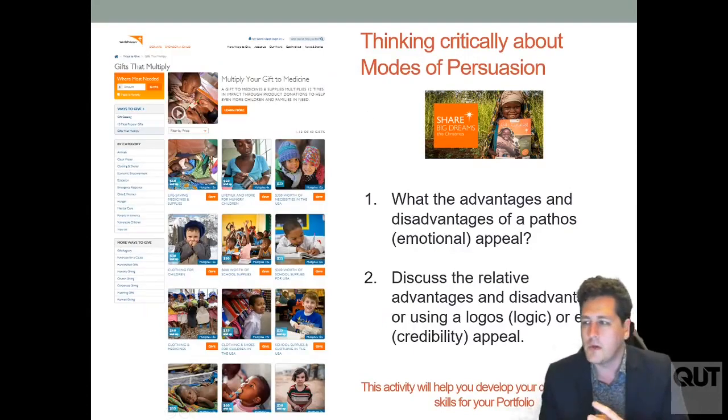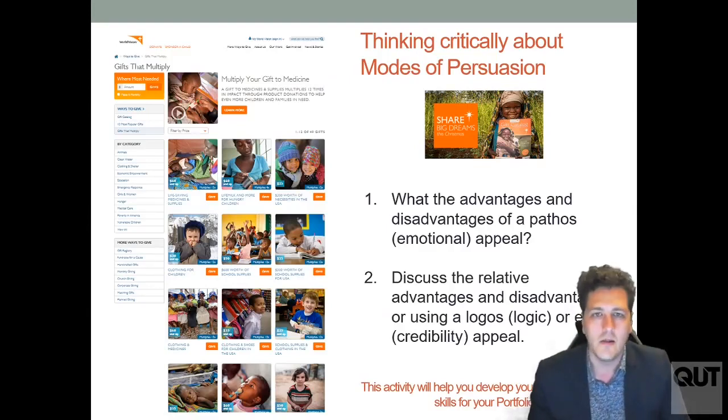All right, cool. So thinking critically about modes of persuasion, we've talked a lot about the benefits of a pathos and emotional appeal. Does anyone want to suggest perhaps some disadvantages of an emotional appeal? What might be some of the challenges we'd face if we were trying to make people feel an emotion and use that to convince them to donate to World Vision? Because we did touch briefly on some of the negatives of a pathos appeal, but there are certainly plenty that we didn't mention.